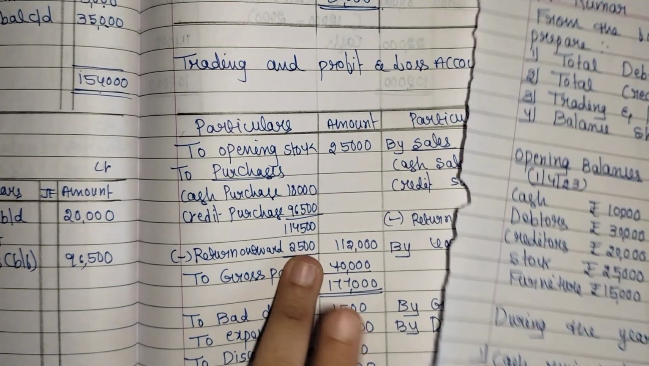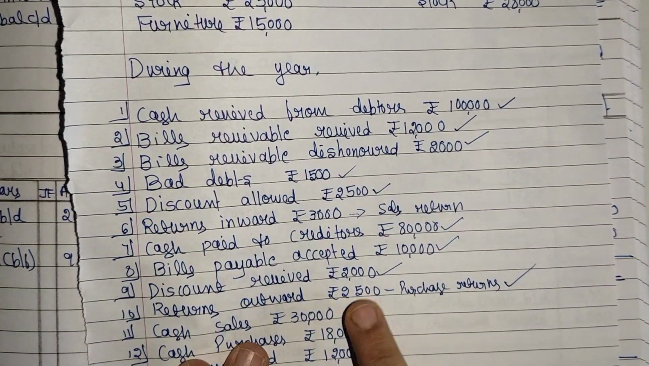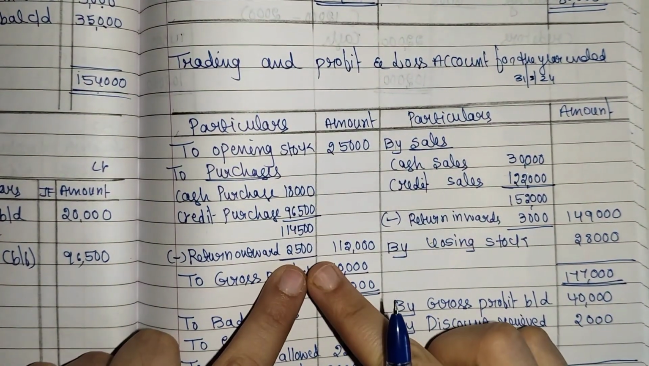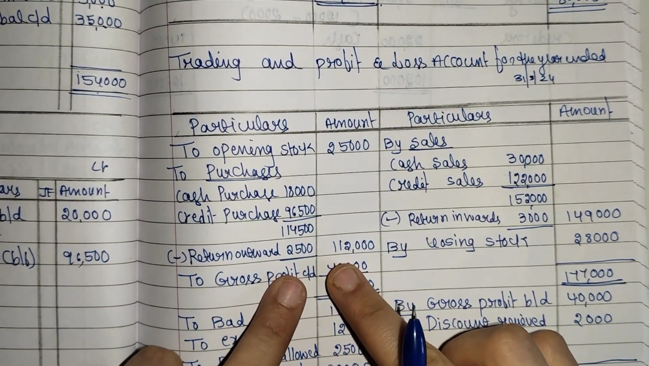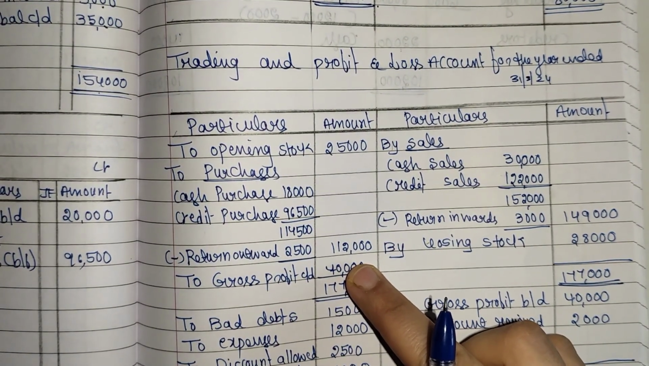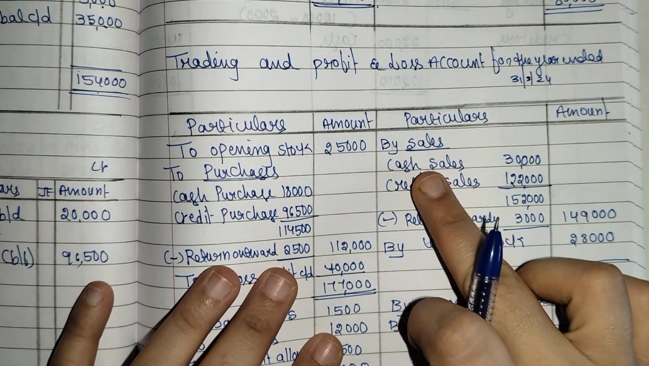1,14,500. Now there is one return outward, means purchase return. How much? That is rupees 2,500. Right? So deduct 2,500. Then we will get 1,12,000. That is our total purchases. And after that, go to the credit side and write down by sales.